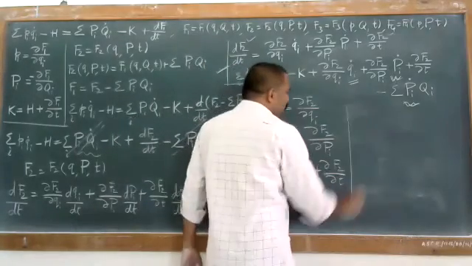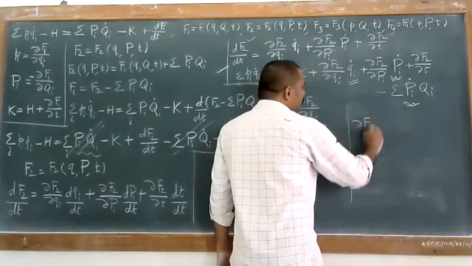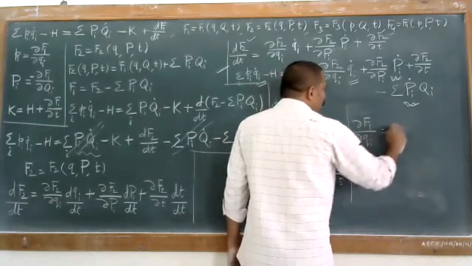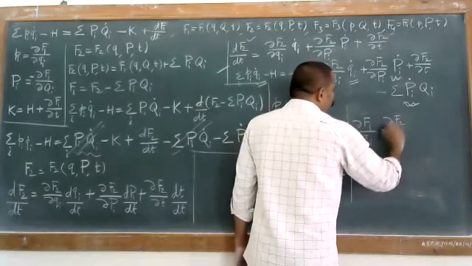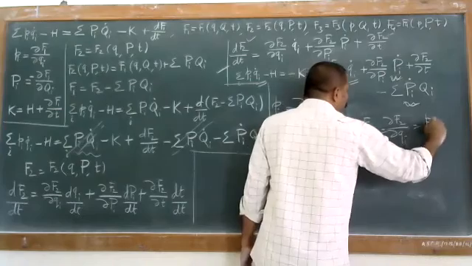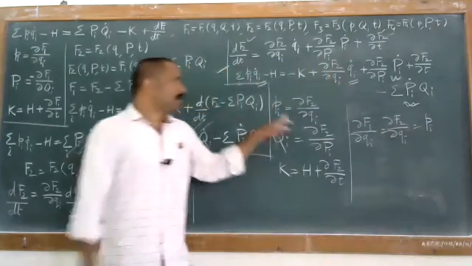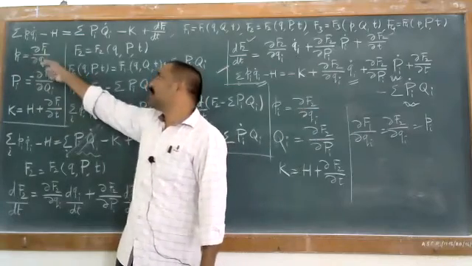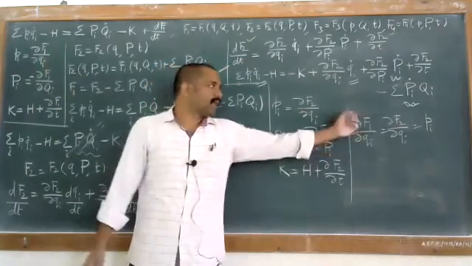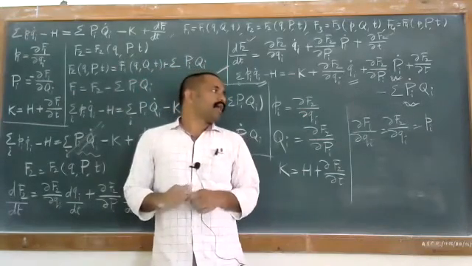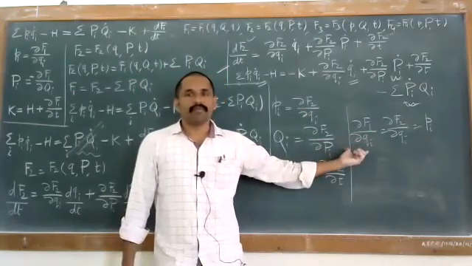So what relations do we get from this? We'll get the condition that ∂F1/∂q_i, small q_i, is equal to ∂F2/∂q_i, and that is equal to small p_i. Just check it out. Small p_i is equal to ∂F2/∂q_i. Small p_i is equal to ∂F1/∂q_i. So you can write ∂F1/∂q_i is equal to ∂F2/∂q_i. And what is that? That is equal to small p_i.